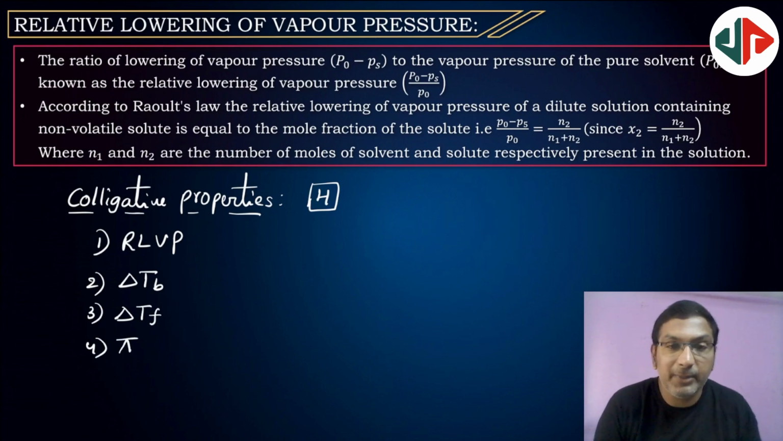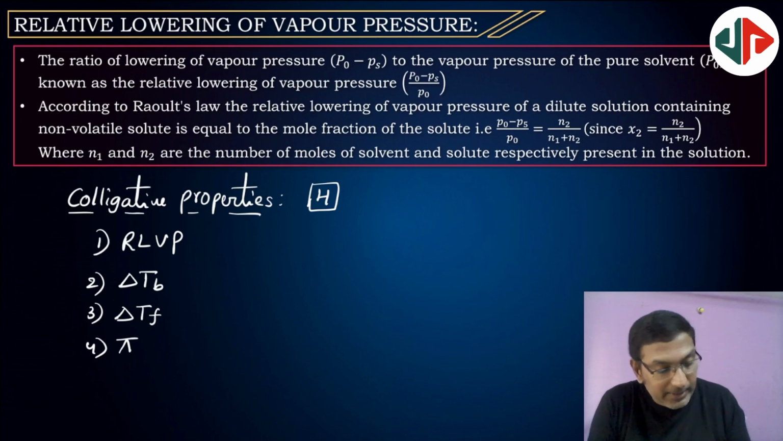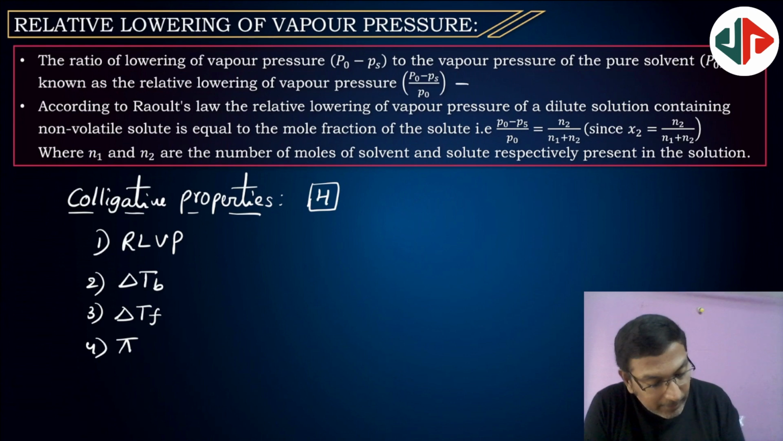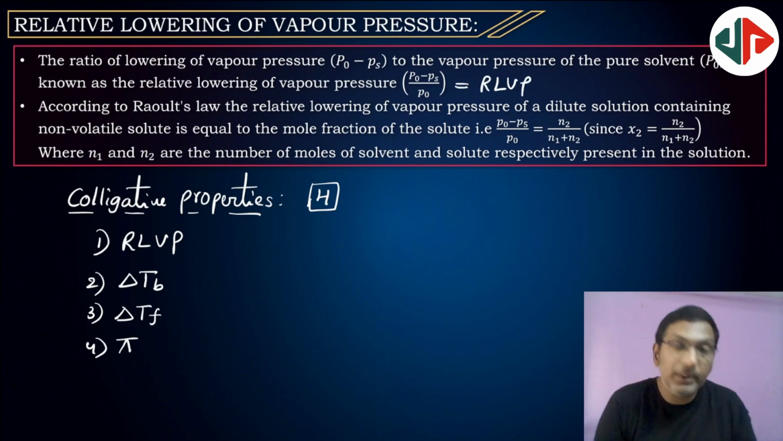Relative lowering of vapor pressure, elevation in boiling point, depression in freezing point, and osmotic pressure. These are colligative properties. So first, relative lowering of vapor pressure. The ratio of lowering of vapor pressure to vapor pressure of pure solvent is known as relative lowering of vapor pressure. So this is RLVP, relative lowering of vapor pressure, which is Raoult's law.